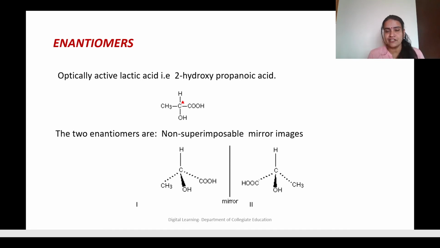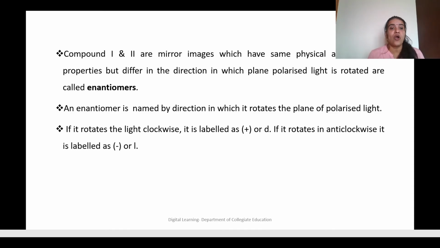We can say the structures 1 and 2 are non-superimposable mirror images. So we can say these are enantiomers. 1 and 2 are enantiomers of lactic acid. Now compounds 1 and 2 are mirror images which have the same physical and chemical properties, but in which property will they differ? They will differ in the direction in which plane polarized light is rotated. So they differ only in the direction of rotation of plane polarized light.